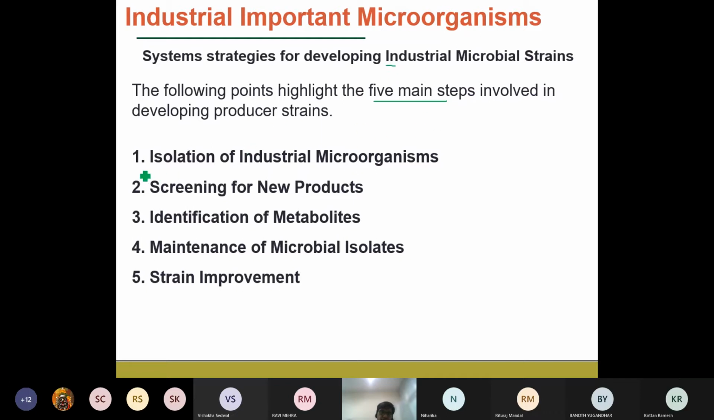The first step is the isolation of the industrial microorganisms. We talked earlier about the wild strain, where sometimes there is a mixture of microorganisms producing a particular biochemical. Among them, we have to isolate the one producing the highest yield, and then you have to screen them for their product formation.